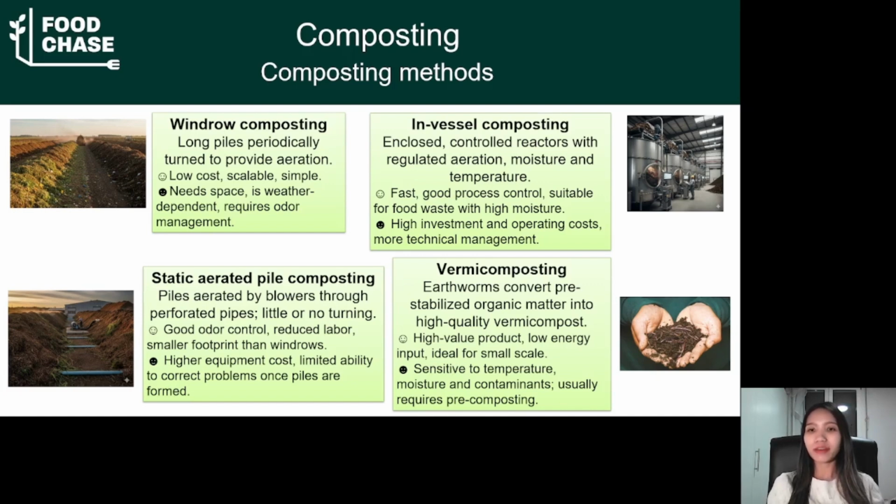Vermicomposting is another method that uses earthworms to digest and convert pre-stabilized organic matter into high-quality vermicompost. This method can give a compost with higher nutrient content, low energy input, and is ideal for small scale. But earthworms are more sensitive to temperature, moisture, and contaminants, so usually the waste requires pre-treatment.